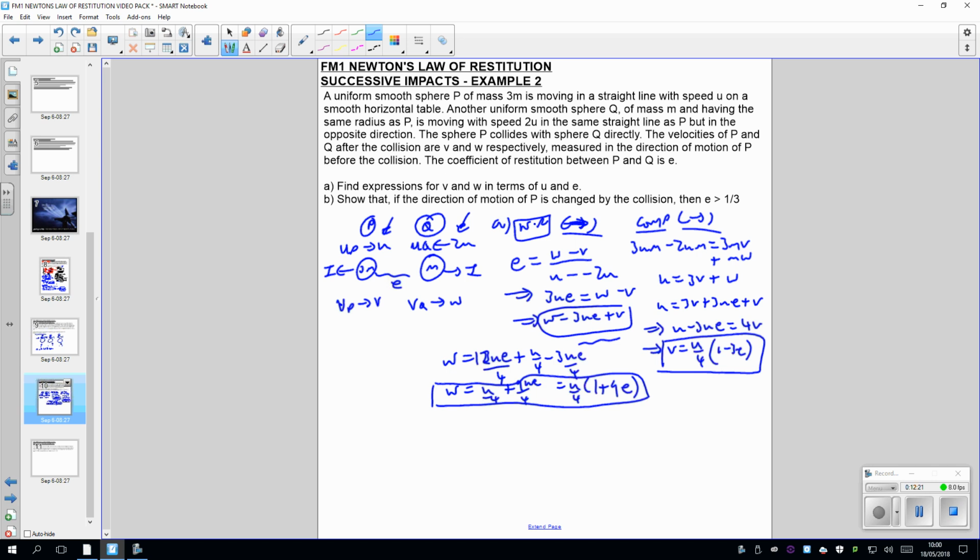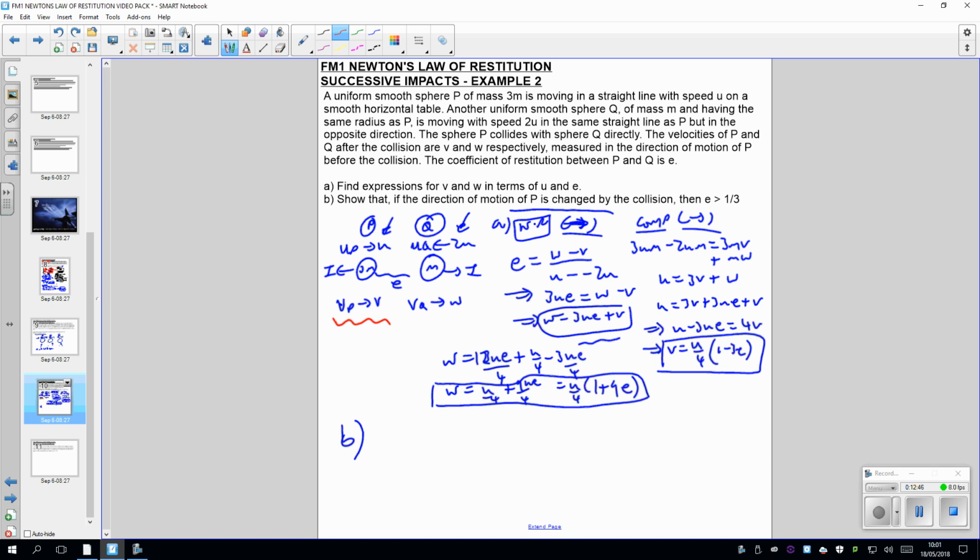Part B says show that if the direction of P is changed by the collision, then e must be greater than a third. Now, we have talked about change, but this is excellent because it's another example. So part B, so important you understand. I assumed that the direction was unchanged for P. I assumed it was going to the right. So I assume my answer is positive. But actually, my answer is wrong. Well, my assumption was wrong.